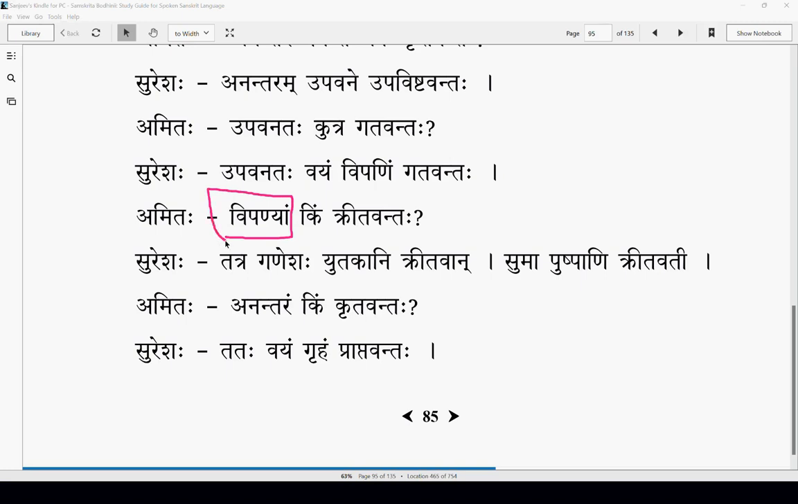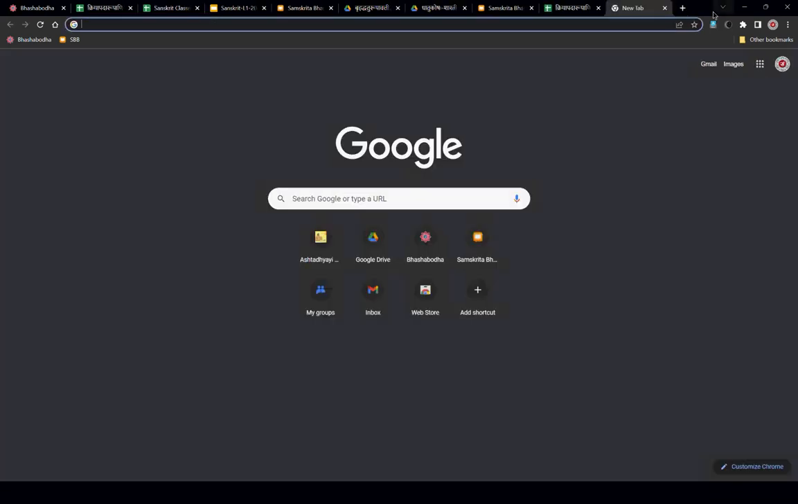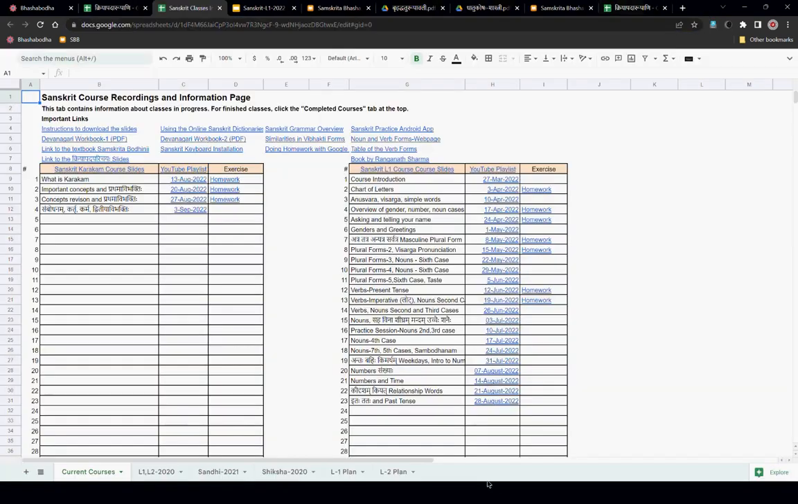Vipanyam. What is Vipanyam? Is it in the shopping complex? No, in the shop. So this is like Nadyam, Saptami. Or Matyam, like Mati Shabdavat. Anand, one more thing, come back to it. Let me show you.